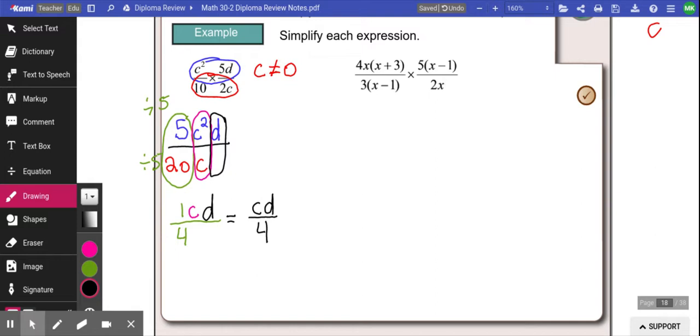It's unlikely you see it, but they might even write this answer like this: 1 over 4, c, d. So remember when you have a fraction with a number on the bottom and it's just a number, you could actually pull it out like a coefficient. I don't think you'll see that, but you might. It's most likely you see this answer, cd divided by 4.